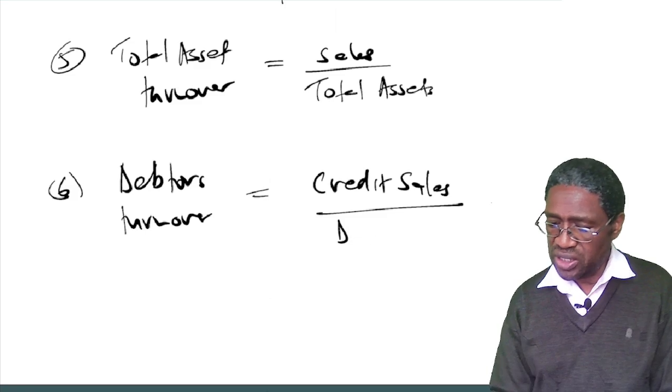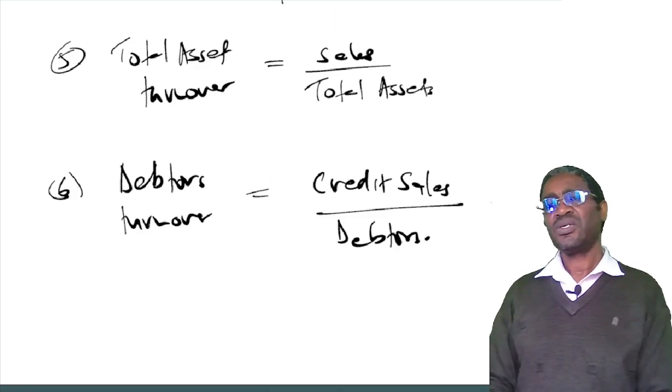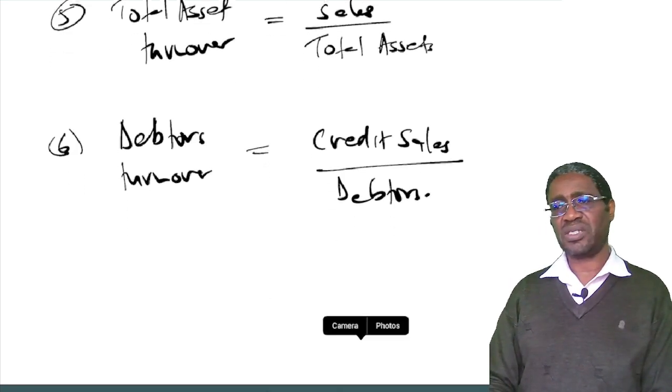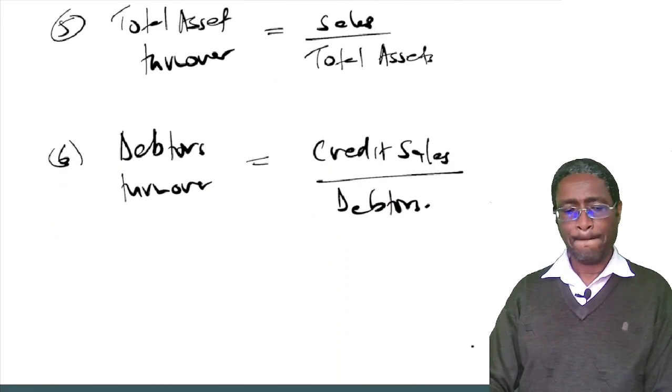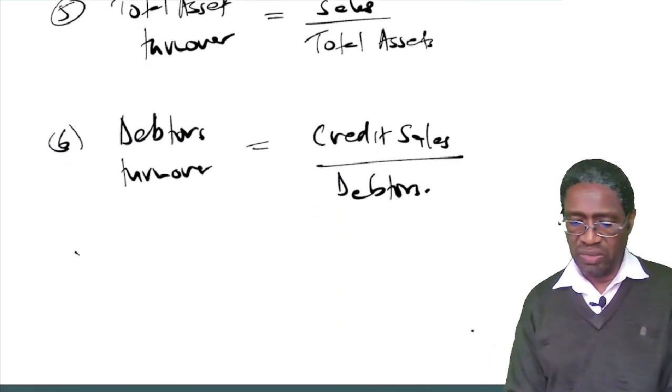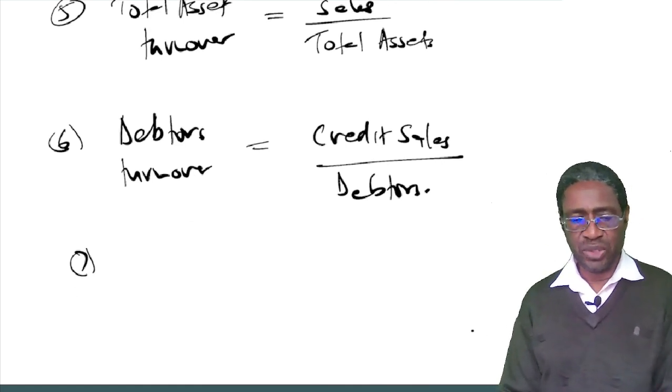You take credit sales, you divide by debtors. Good. That's our ratio number 6. Let's go to number 7 now. Copy number 6. Then we go to number 7. Number 7, put it down.